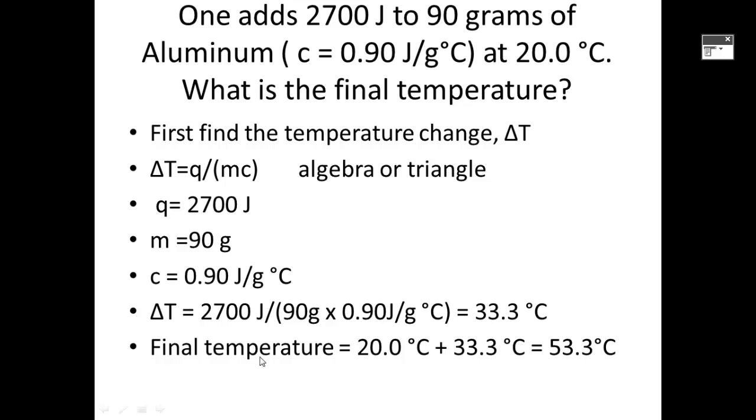I'm not done yet, though, because look at what the question asks me. This is just my change in temperature. That's what I did first. My final temperature is 53.3 because I started off up here at 20 degrees Celsius.